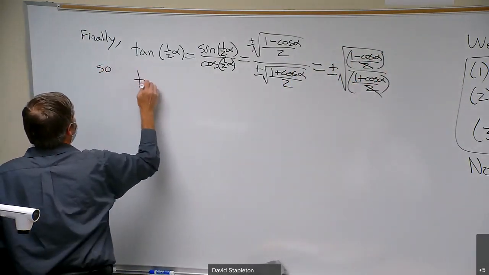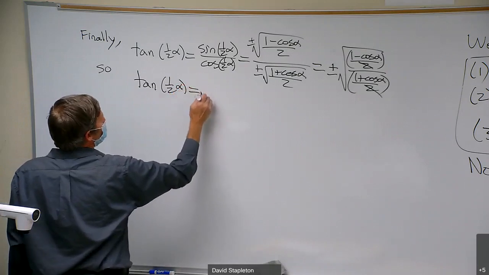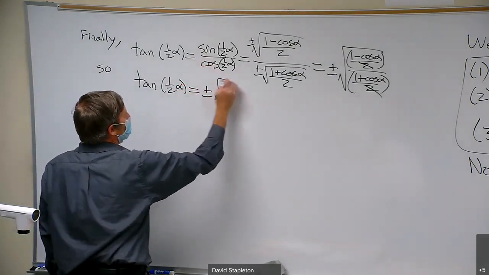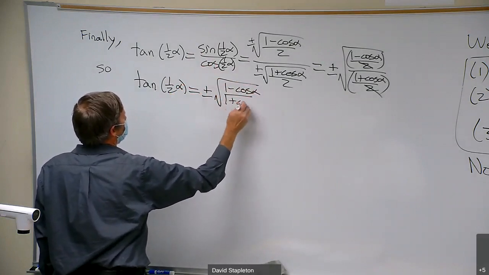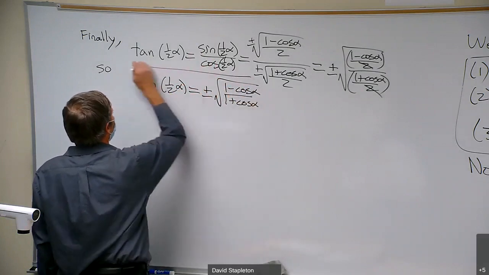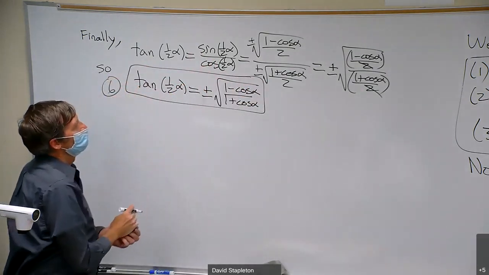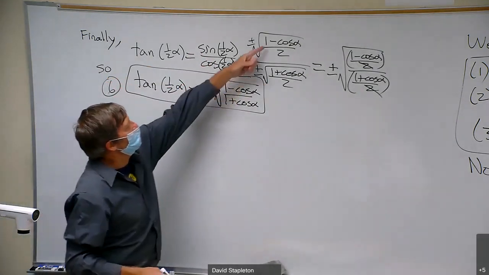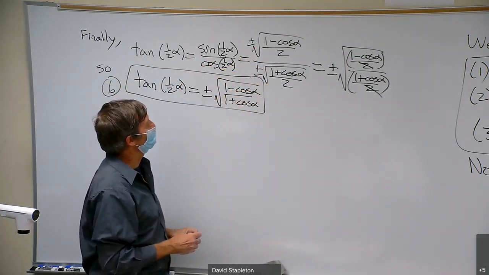And we find out the tangent of a half alpha is just plus or minus the square root of 1 minus cosine alpha over 1 plus cosine alpha. There it is. This will be formula 6. This one's not so hard to memorize either because it's just the quotient of these two, cancel the 2's. So that's what I did when I was a trig student, at least.